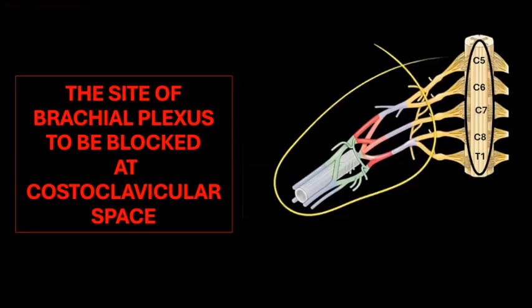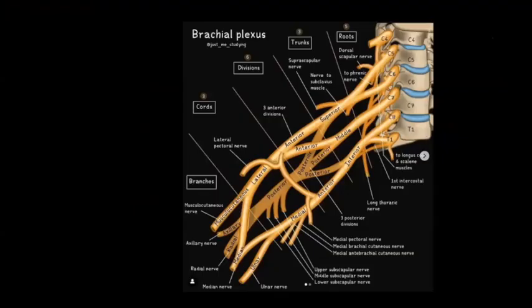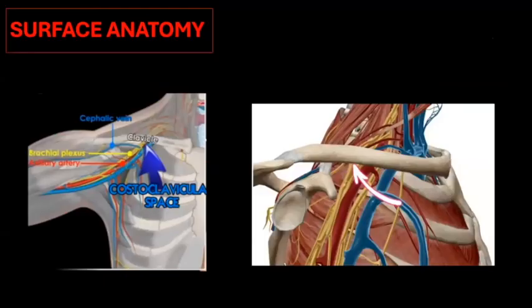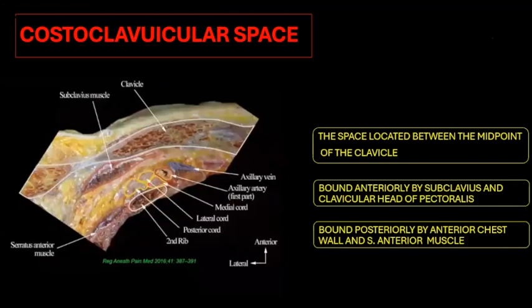What is the site of the brachial plexus which is blocked at the costoclavicular space? It is at the level of the cords: lateral, medial, and posterior cords. If you look at the midpoint of the clavicle in the infraclavicular fossa, there is the point where the costoclavicular brachial plexus block is given.